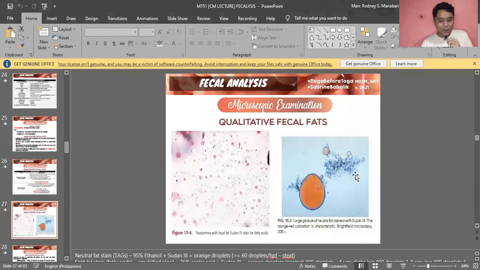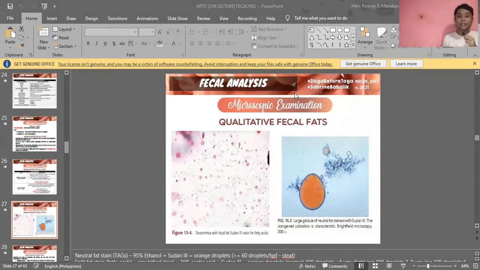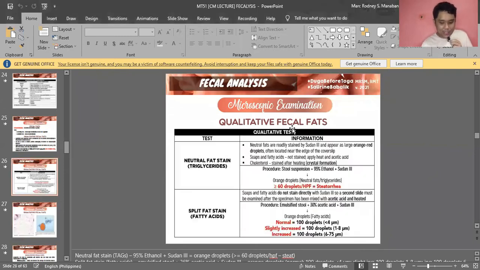As you can see, it's not very clear, but they appear as orange-red droplets. That's your fecal fat. Both of them exhibit orange-red droplets. The difference is that in the split fat stain, you have to perform heating first because you're detecting fatty acids, and these fatty acids cannot be stained directly by the Sudan 3. So you have to subject them to heating so the fat is split, opened. Then for your cholesterol, as mentioned in the neutral fat, it still needs heating, and it will form the characteristic crystals, those with notched corners, the rectangular crystals. So the same as the crystal appearance in urine. Okay, so that's for cholesterol.